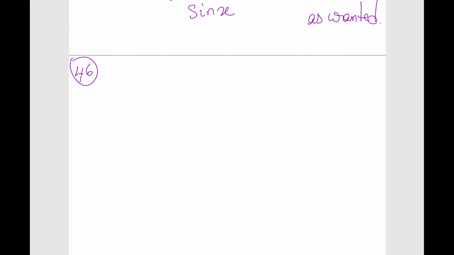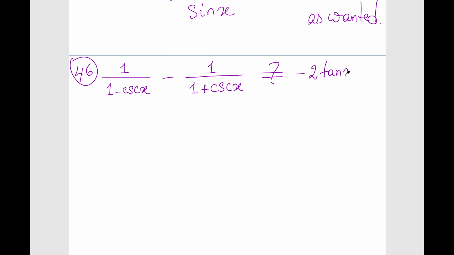And 46 is 1 over 1 minus cosecant of x minus 1 over 1 plus cosecant of x. And we want to verify that this is actually negative 2 tangent of x secant of x. Okay. So this is what we want to show.